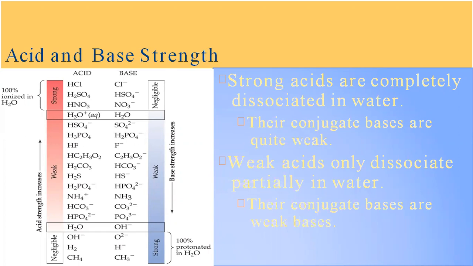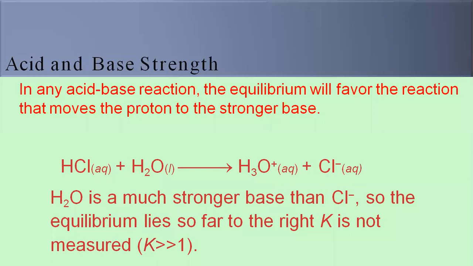Okay, and their conjugate bases are quite weak. Means if a strong acid dissociates in water, it leads to the formation of a weak base. Weak acids also dissociate partially in water. Weak acids partially dissociate in the water, and their conjugate bases are weak. If a weak acid dissociates, what happens? A conjugate base, weak, also forms.